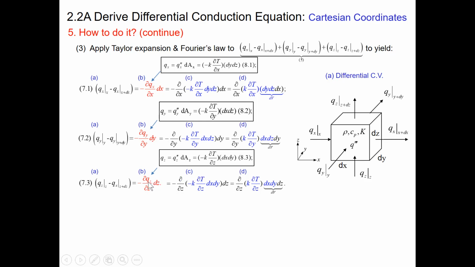C. Replace Q sub z with 8.3 d. Since dx dy are fixed, both can be taken out from partial derivative z to form the differential control volume dV.